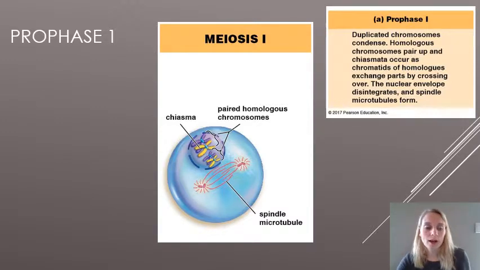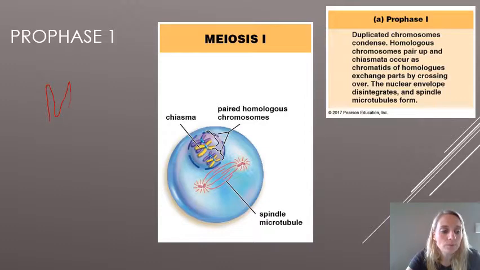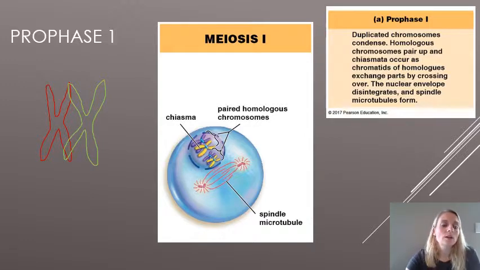Okay, I'm going to do some PowerPoint art here real quick. So let's say you have your replicated chromosome. Here's chromosome 1 from mom, and we'll do chromosome 1 from dad. And so these are homologues. They're homologous pairs, so they're hanging out next to each other in prophase 1.